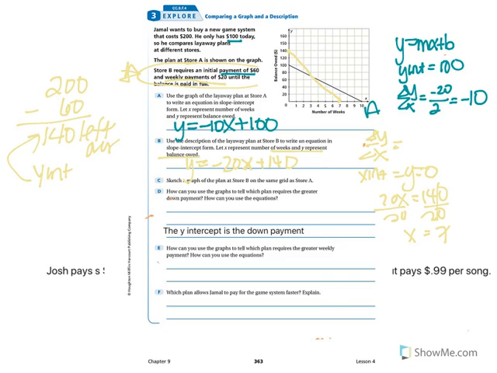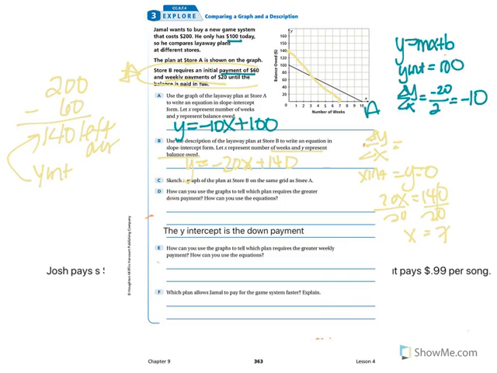Part E says, how can you use the graphs to tell which plan requires the greater weekly payment? How can you use the equations? Looking at the graph, you're looking at which line is steeper. With the equations, you're looking at the slope. The steeper line has the greater payment, and that's going to be the second one. Notice that the payment wasn't as high in the first, therefore you've got to make more payments as you go on. Versus the first equation, it's a less steep line, but notice the payment is drawn out.